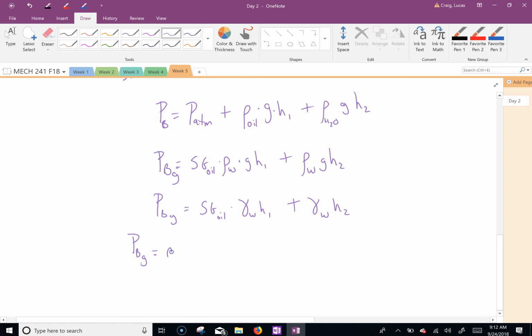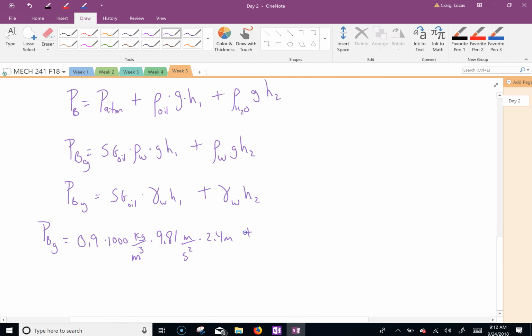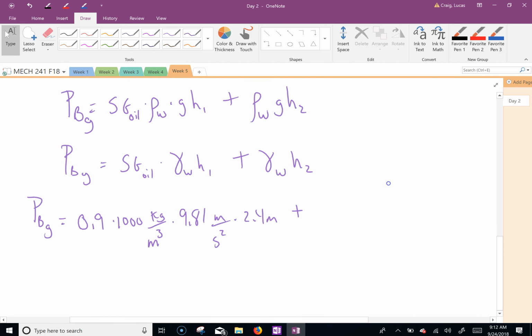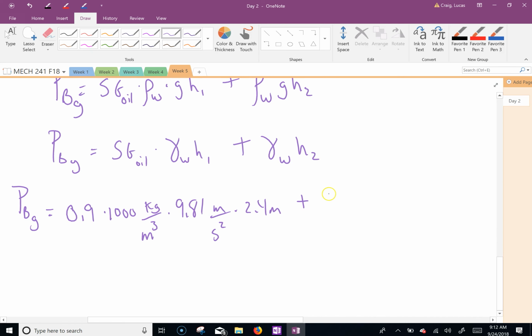Specific gravity of oil is 0.9 times 1,000 kilograms per meter cubed times 9.81 meters per second squared times 2.4 meters, plus, let me zoom in a little bit more, 1,000 kilograms per meter cubed times 9.81 meters per second squared times 1.5 meters.